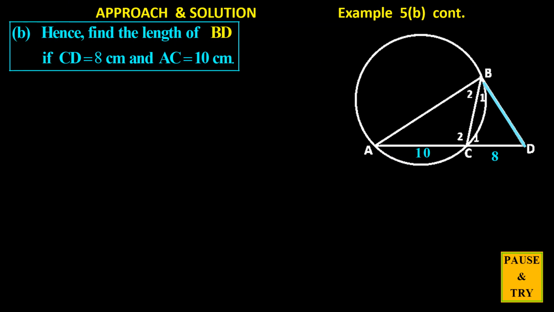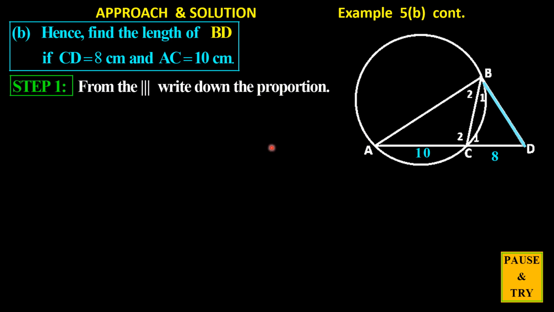Now let's look at the application of the similarity part there. This part we proved the similarity, so let's see how we can apply that. There we want to find the length of BD. So this is the length of the tangent that's unknown. The CD is 8, so insert the 8 in the sketch. AC is 10, you insert that in your sketch there.